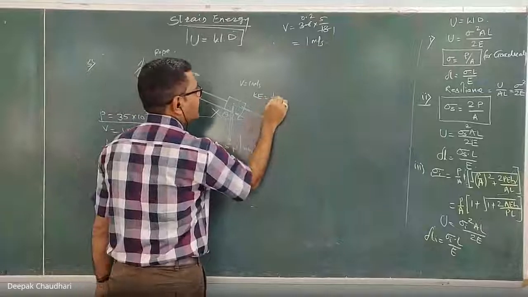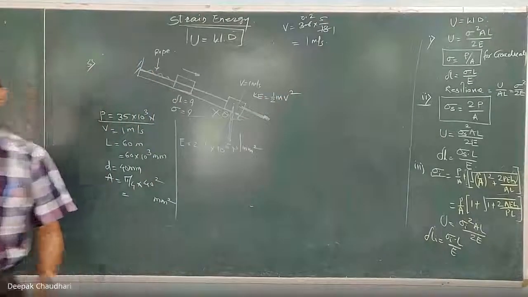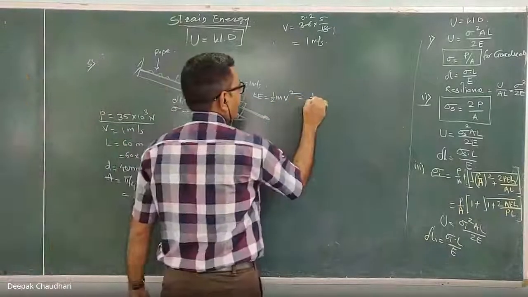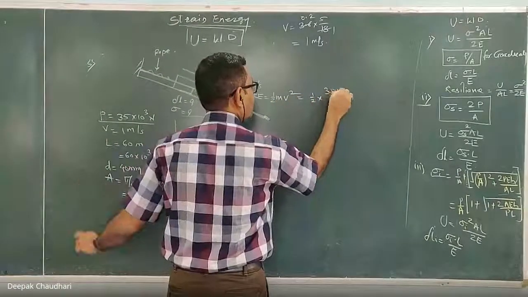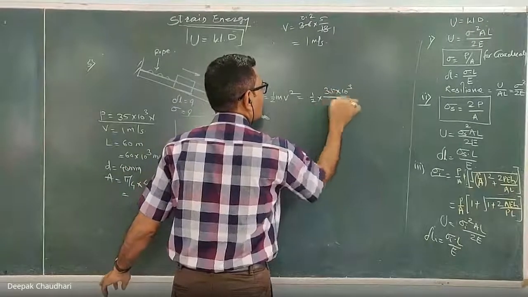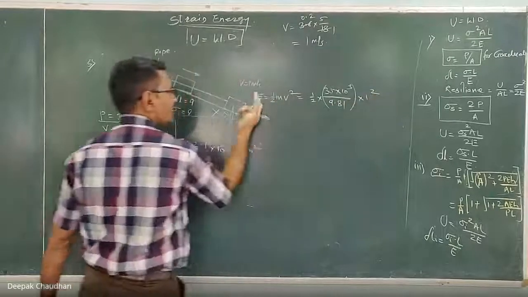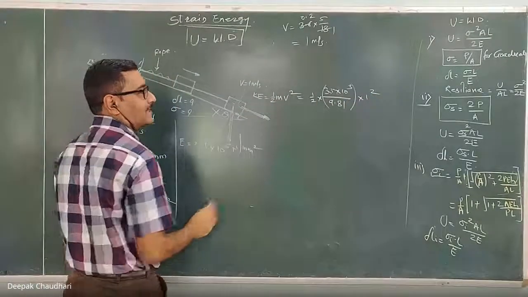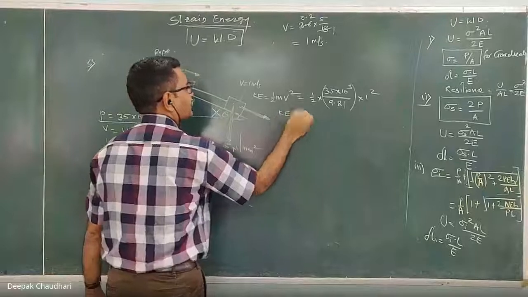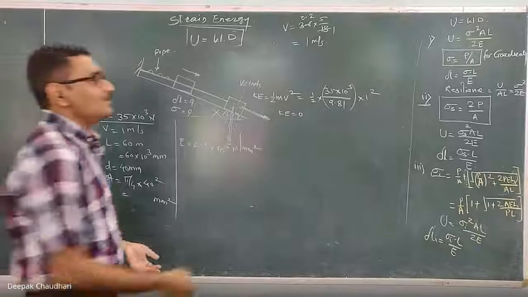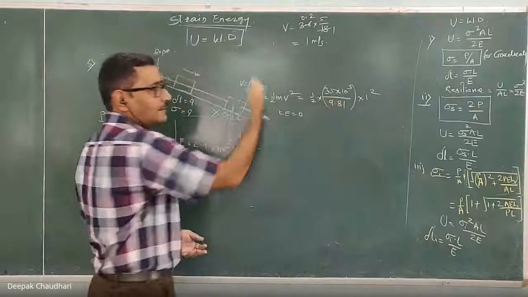How much is the kinetic energy of the wagon? It is half mv square when it comes to rest suddenly. This was the kinetic energy. Here the kinetic energy comes to 0 from this value. It is half into 35 into 10 raised to 3 upon 9.81, this is the mass, into 1 square. This was the kinetic energy just before coming to rest. The final kinetic energy after stopping the wagon becomes 0. So there is a loss of kinetic energy.